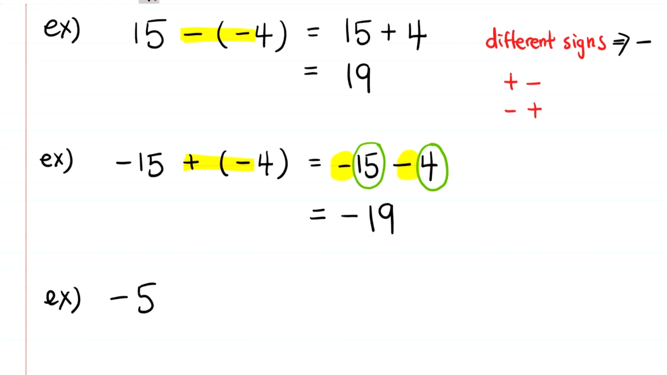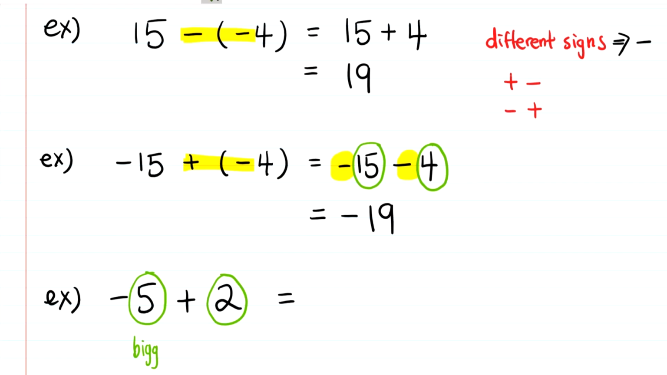Next example, I'm going to use a different number this time, maybe negative 5 plus 2, for example. When you have negative 5 plus 2, you can decide the sign first by looking at just the numbers, just the numbers 5 and 2. So which one is bigger, 5 or 2? The 5 is bigger.